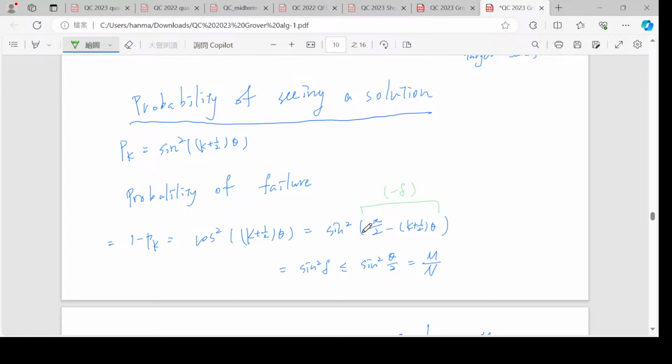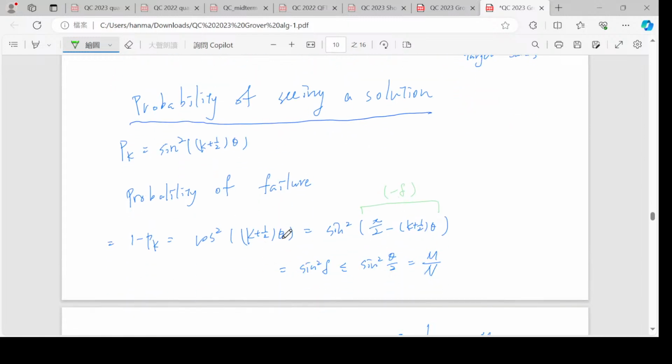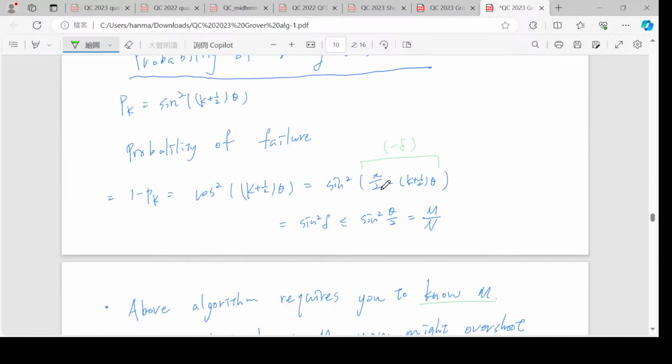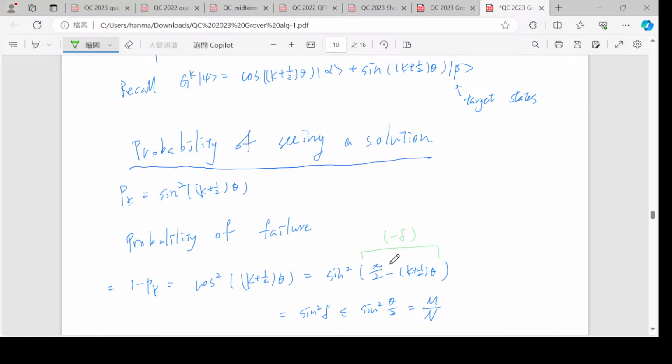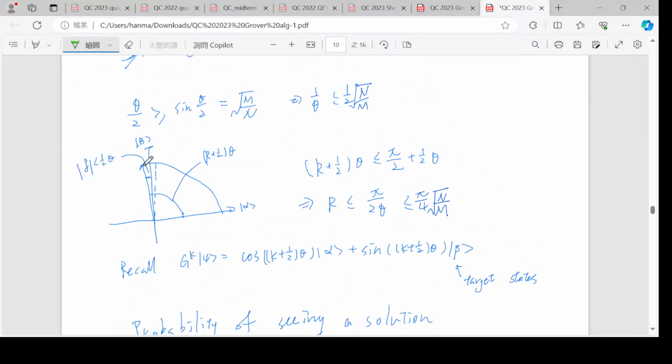And then we just do a little calculation. So it's cosine square of this thing, and we want to see how far away this thing is from pi over 2. So k plus 1 over 2 times theta, we say it's very close to pi over 2. So we do some manipulation here. Cosine square x is sine square of pi over 2 minus x. And we know that pi over 2 minus this thing is delta, the difference to pi over 2.